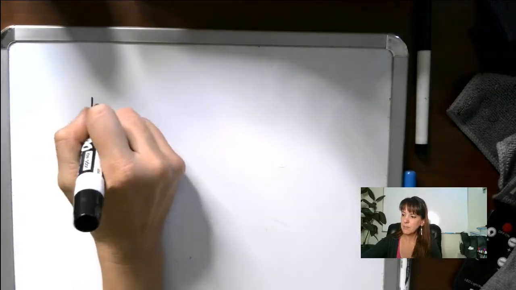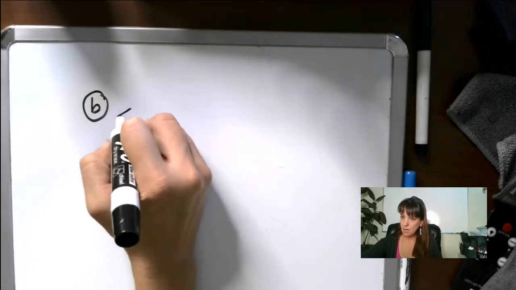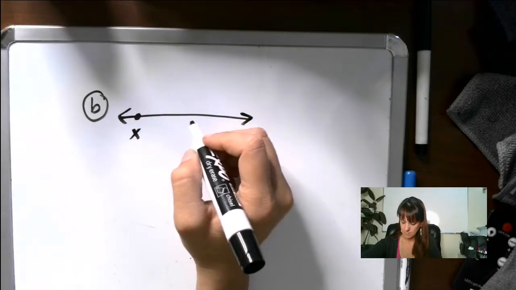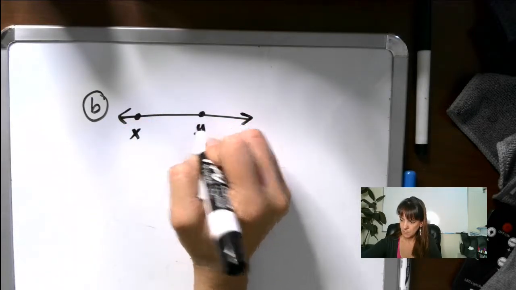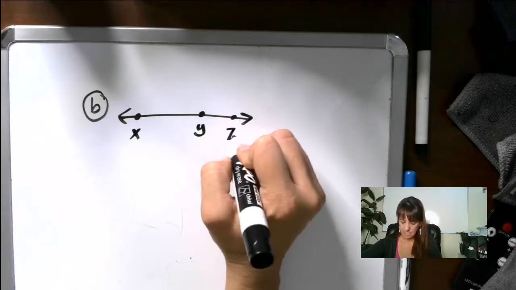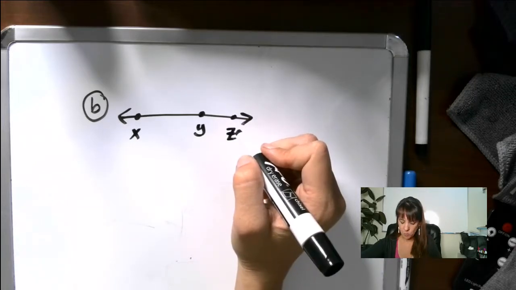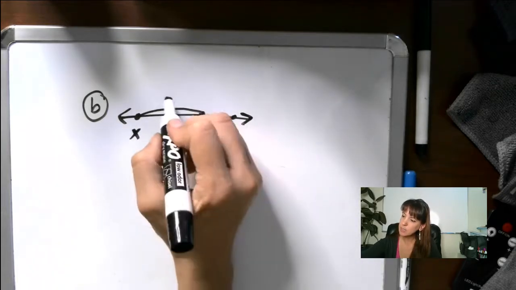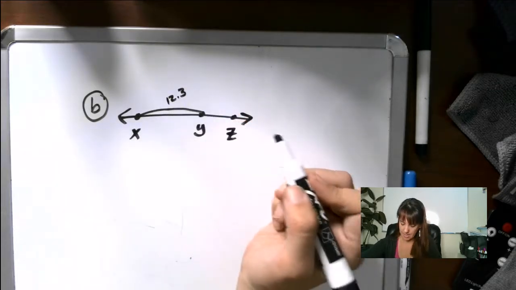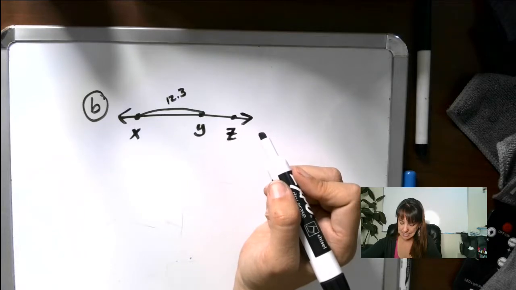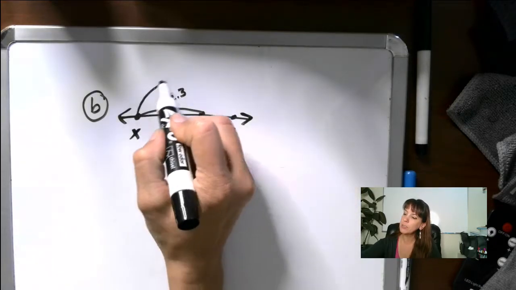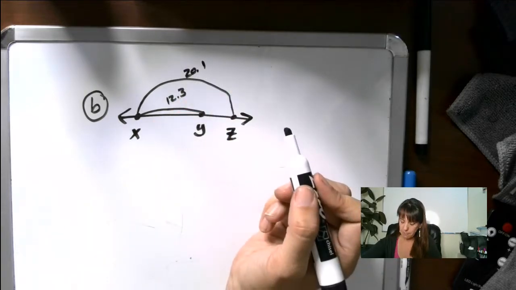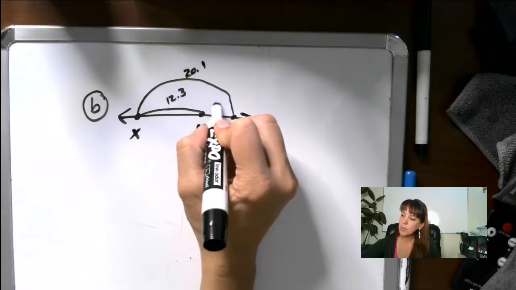All right, so B. This is X, Y, Z. All right, in this figure, XY is 12.3. So from here to here is 12.3. And XZ is 20.1. So from here to here is 20.1. Find YZ. That's what we don't know.